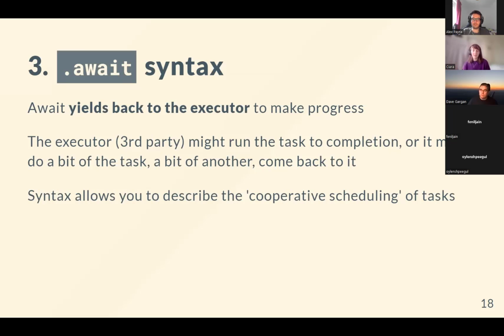But the syntax allows you to describe the kind of cooperative scheduling of tasks. So you can still say, I can't do this task until this is complete because that's why I'm awaiting on it here. But there's other things that might be happening at the same time that it can then cooperatively intersperse when you're, for example, waiting on a TCP port or waiting on a file.